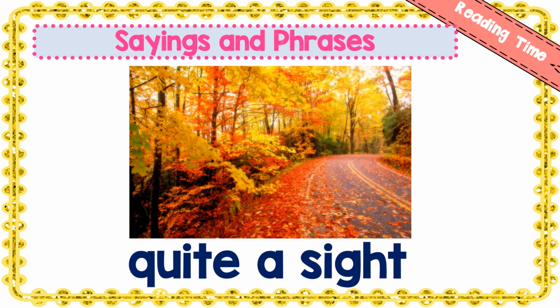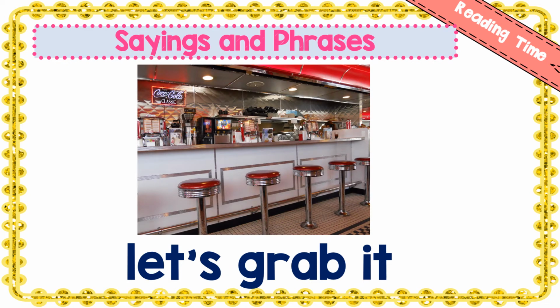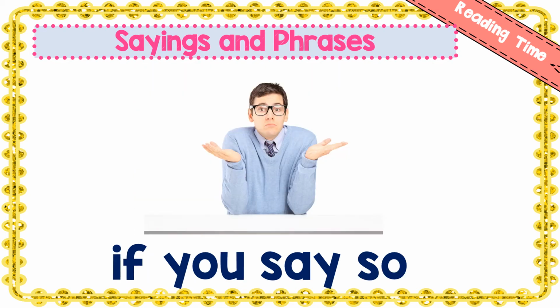Now there are a few sayings that you may hear in the diner. One is "quite a sight." That means that something's very interesting to see. You may hear older people say this: "Oh, that's quite a sight." Another is "Let's grab it." If you're going into a diner and you see a seat open, you may say, "Let's grab it. Let's sit here." And "If you say so." He's kind of shrugging his shoulders. That basically means, well, if you say so, it must be true. You're going to hear them in the diner, so think about how you would use them in normal talk.